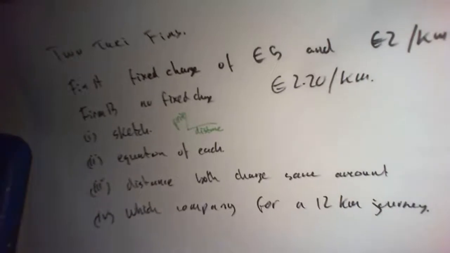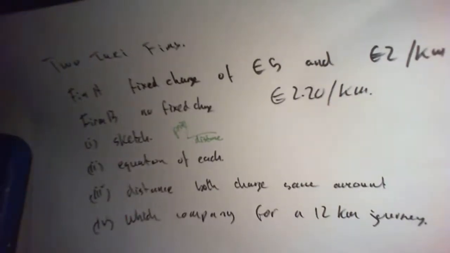What do we know for sure? We'll do firm A in purple. What do we know about firm A? We know that firm A charges £5 regardless, the minute you step into the taxi, it's a £5. So 0 and 5, we went up in 10s, so there's 0 and 5. Now we need another point. It's €2 per kilometer, so after 5 kilometers you're up to 10, aren't you?